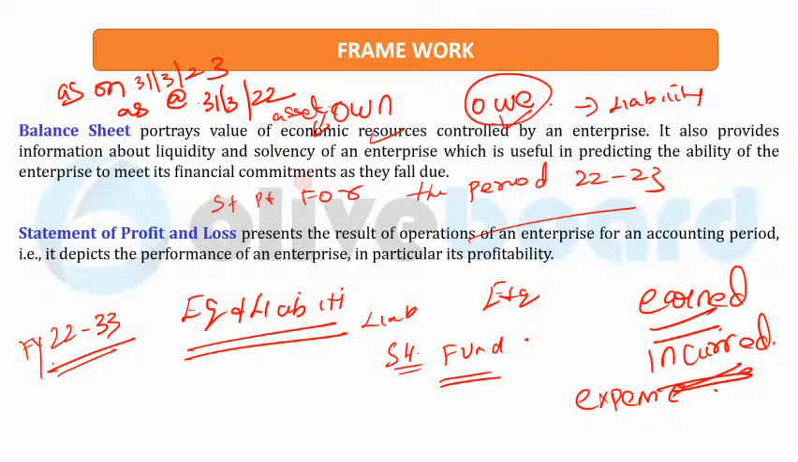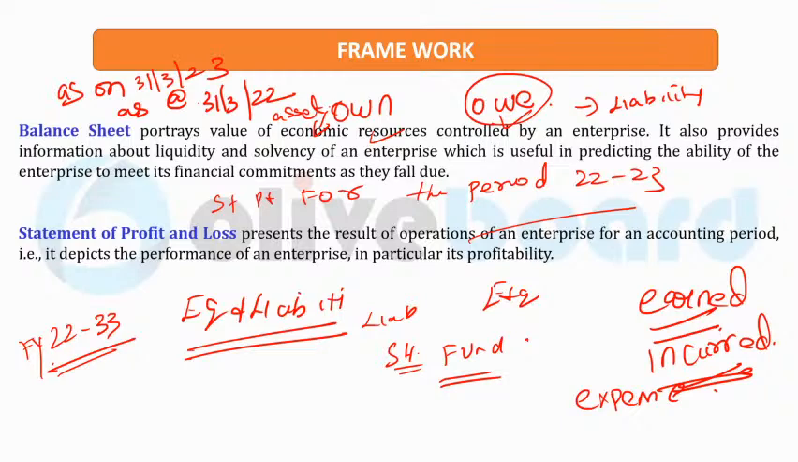But whenever you talk about P&L, it talks about a certain period. It will not talk about a particular day. It will talk about during this period, during a month, during 2 months, during 3 months. Say I prepare a quarterly statement. During the first quarter I earned like this, which means April, May, June. During the second quarter, July, August, September, I earned so much.